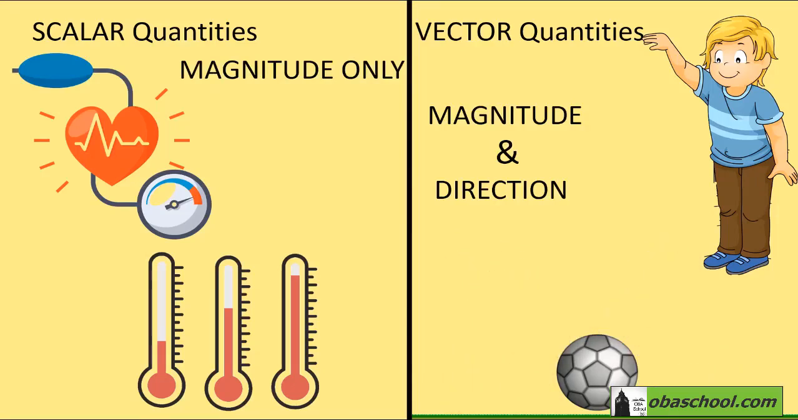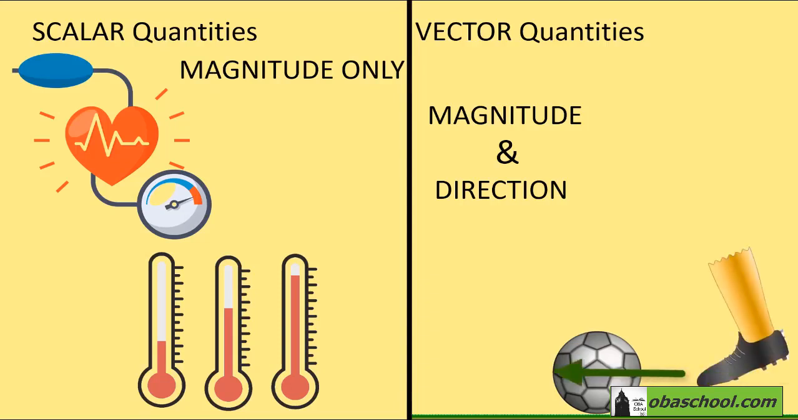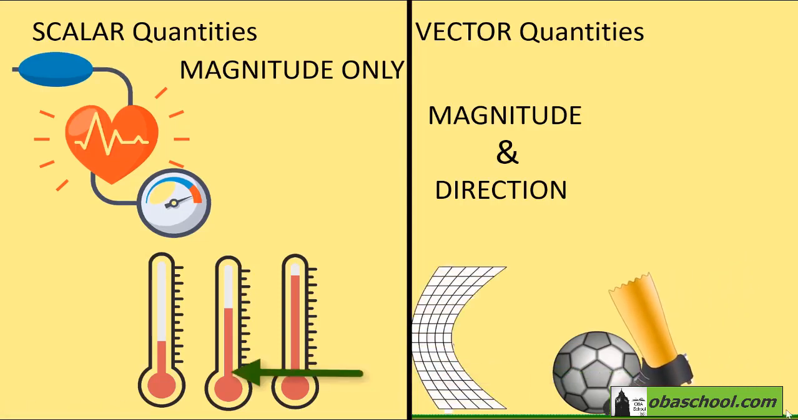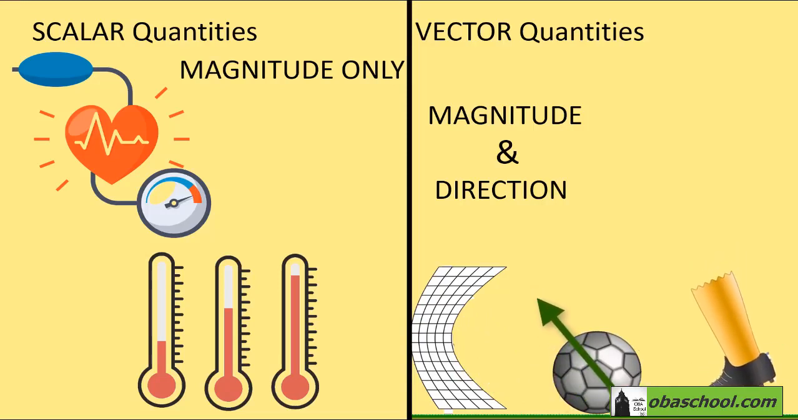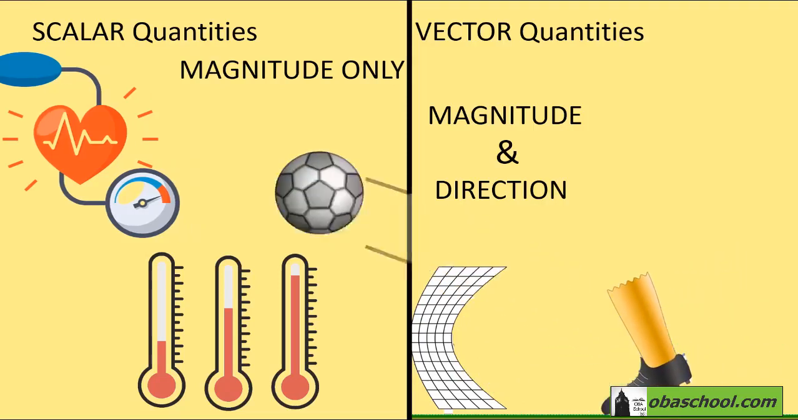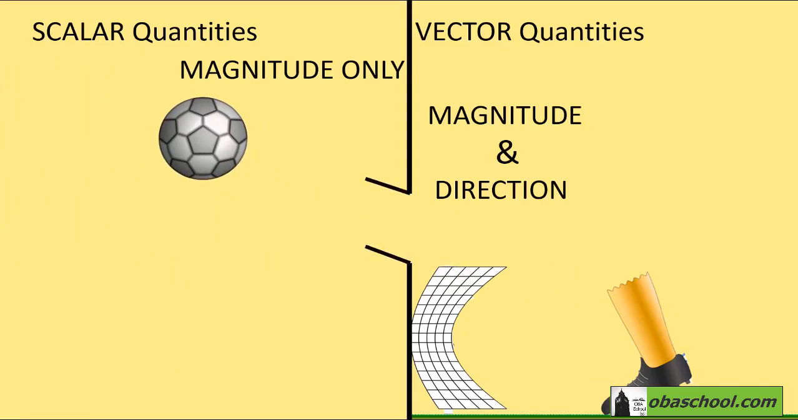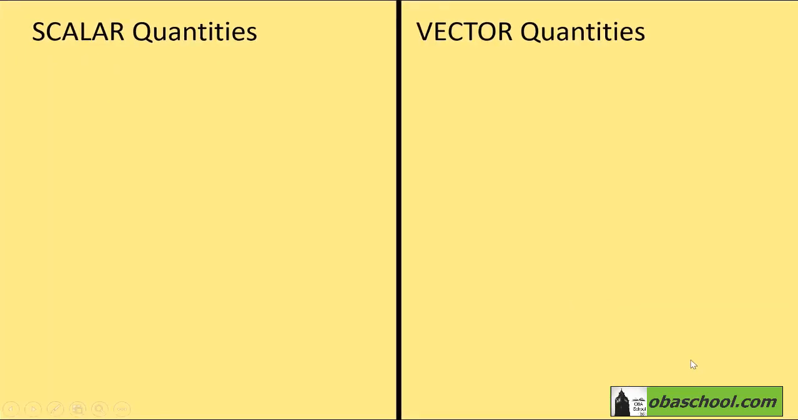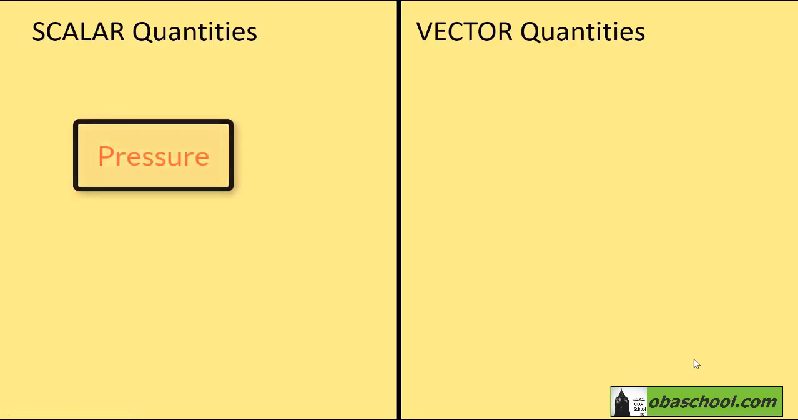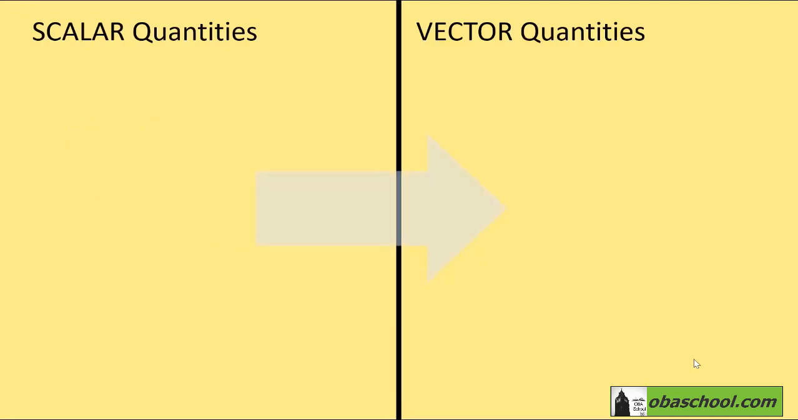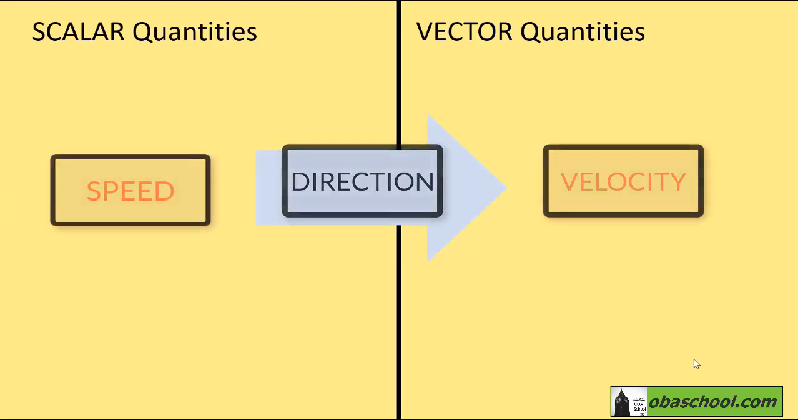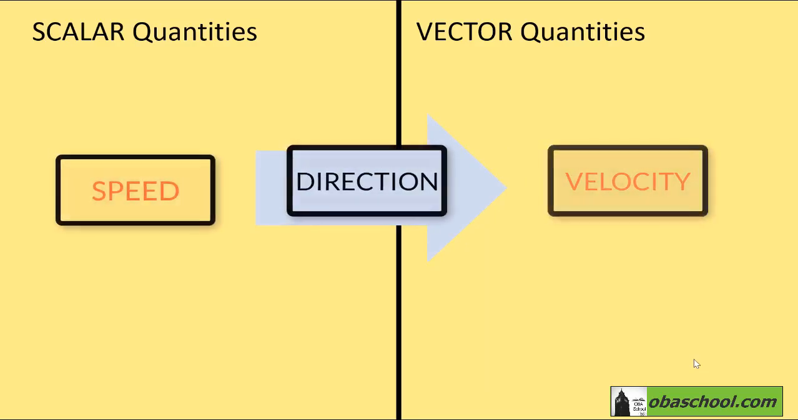Take this ball, for example. If I apply a horizontal force to it, it will end up in the net. While a small change in the direction can make it miss the net and divert away. As we have seen before, some quantities, like pressure and temperature, can only exist as scalar. In contrast, some vector quantities are obtained by adding direction to a scalar quantity.